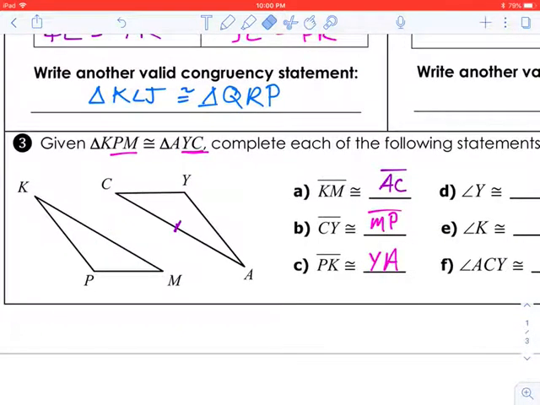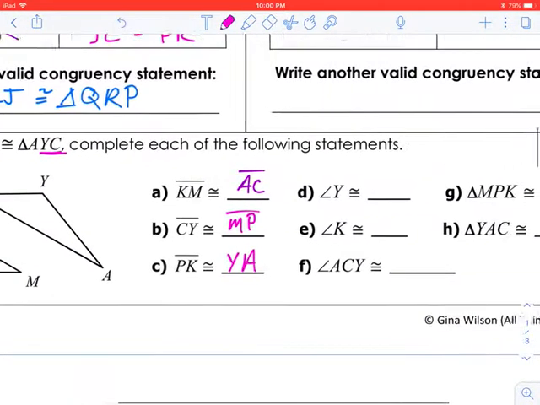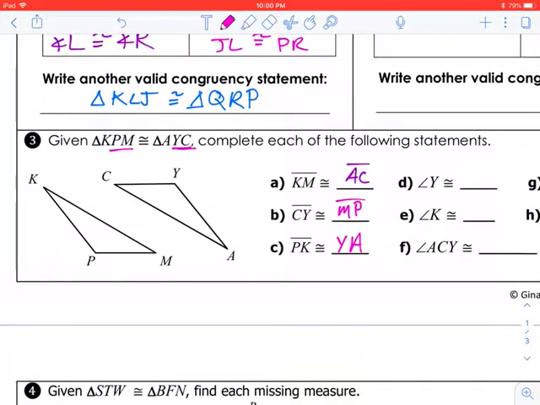So that's how that goes for sides, and then look at the angles. Angle Y goes with angle P because it's the middle one, middle one. Angle K is the first, so angle A is the first.